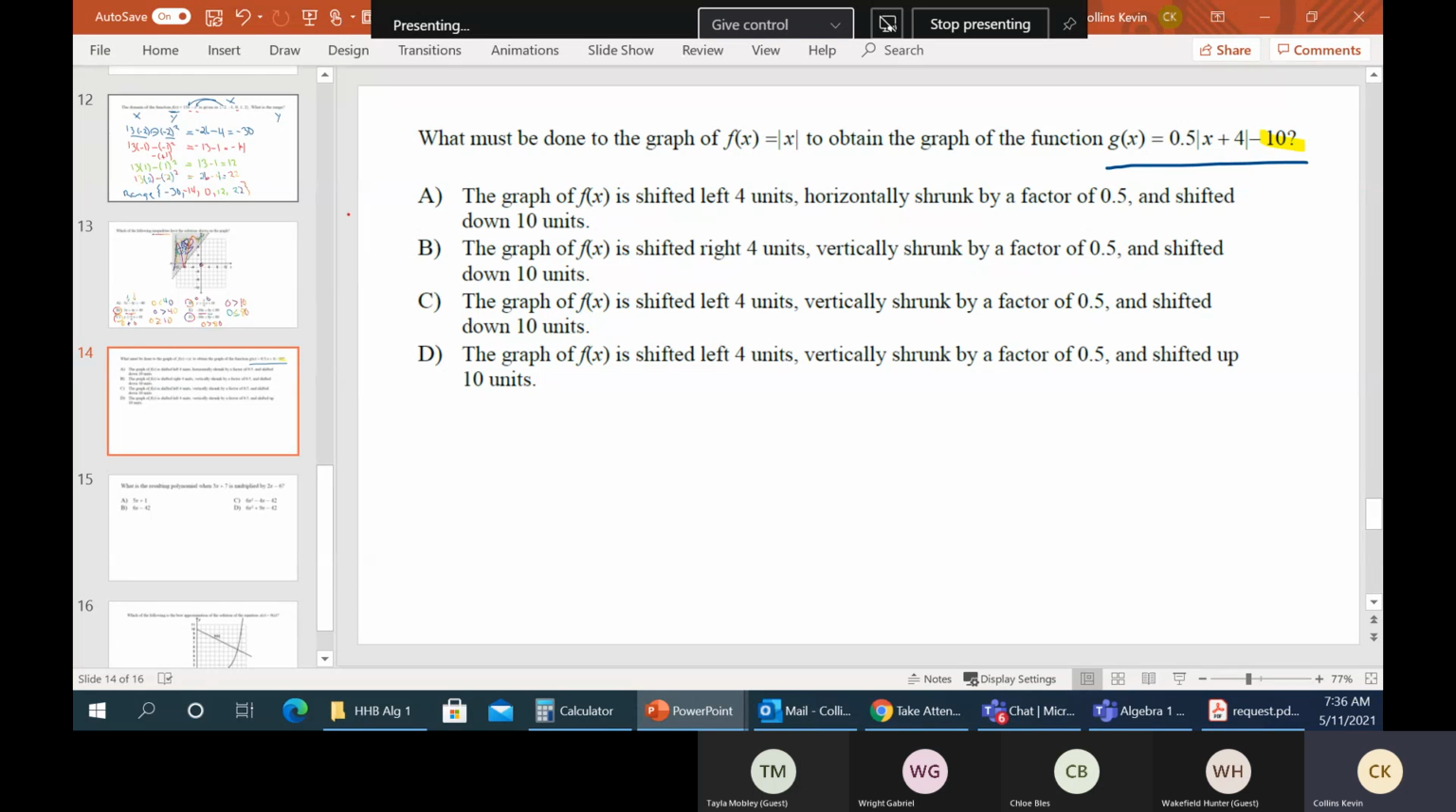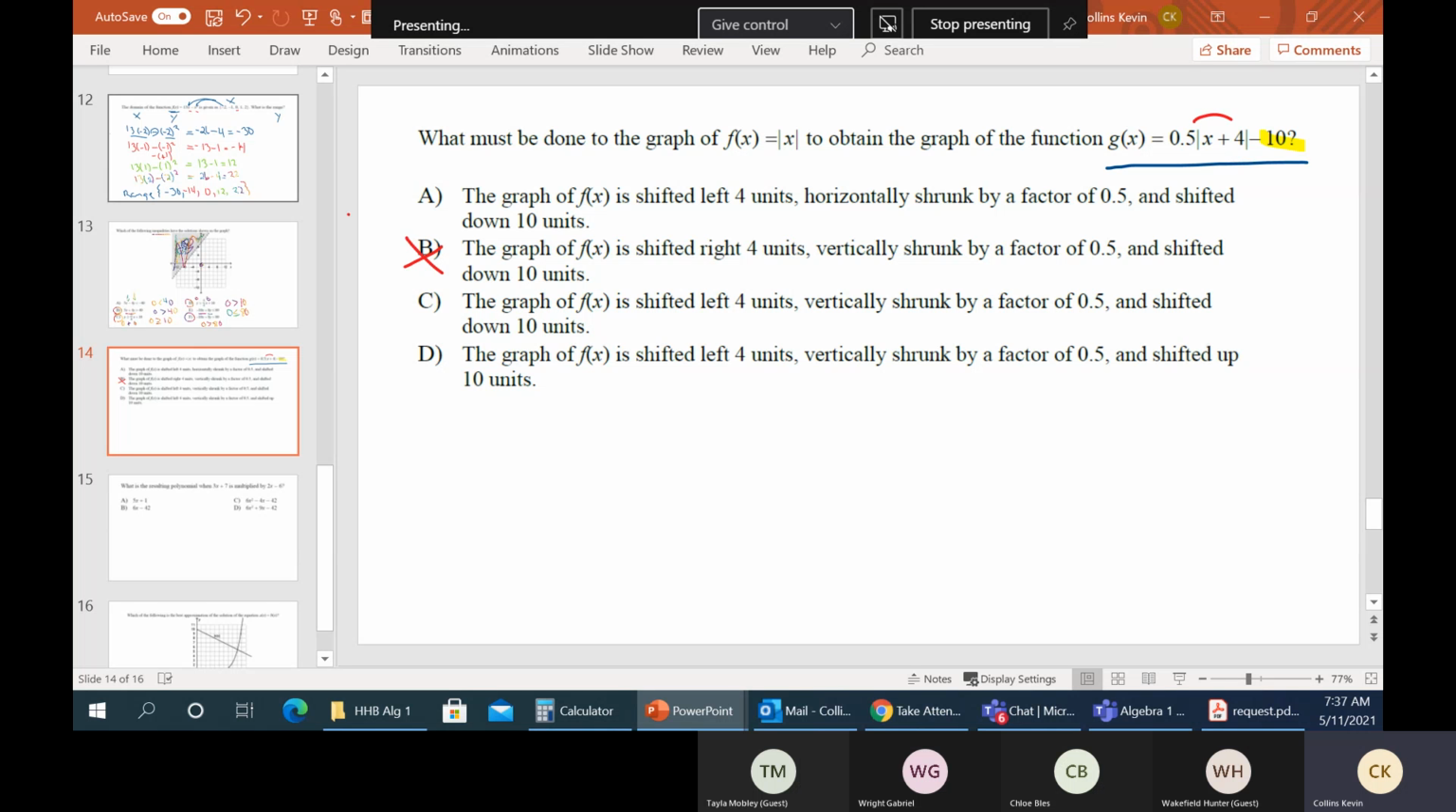No. The left has to be in with the x, so that would be the stuff going on in with the x plus 4. But let's talk about that. So that would move this part here, right? That would move you to the left 4. So let's look at our answers. So shifted left 4 units, he's still in. Shifted right 4 units, no. Shifted left 4 units, he's still in. Shifted left 4 units. So we got rid of 1 that way.